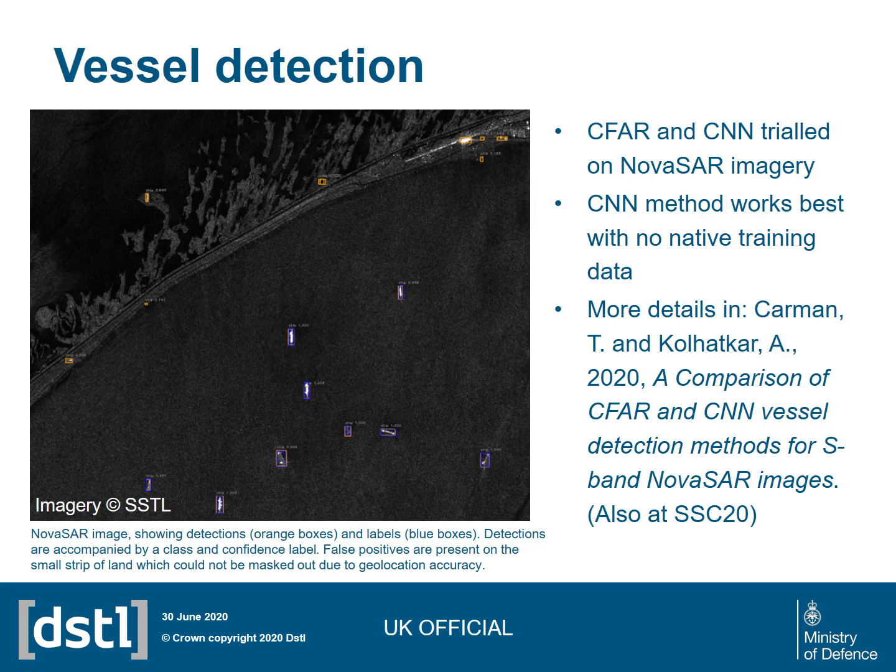On the theme of vessel detection, two automated ship detection methods were trialled using NovaSAR imagery. These were the constant false alarm rate, or CFAR, and the convolutional neural network, or CNN. When compared, the CNN method outperformed the CFAR method when there was no native training data. Additionally, it was verified that non-native training data could be used to detect ships in S-band data.